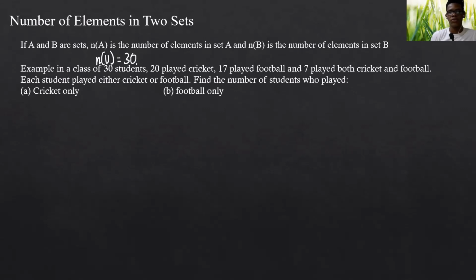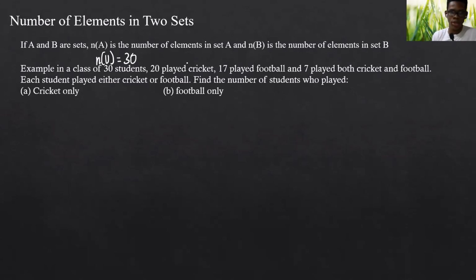right? So that's the first bit of information we know: the number of elements in the universal set. Now, 20 played cricket, right? So 20 students that are in the universal set played cricket. We don't know their names. We don't know the elements in the set. All we know are the numbers.